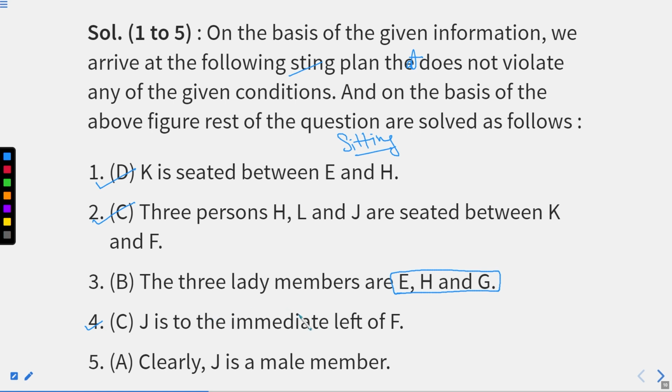J is to the immediate left of F, that we have already discussed with the help of the diagram. And the last question, that is question number 5, we have A. It clarifies that J is a male member because we know all 3 females, that is E, H and G. So the remaining 5 are male. So definitely J is also a male. I hope all 5 questions are clear.